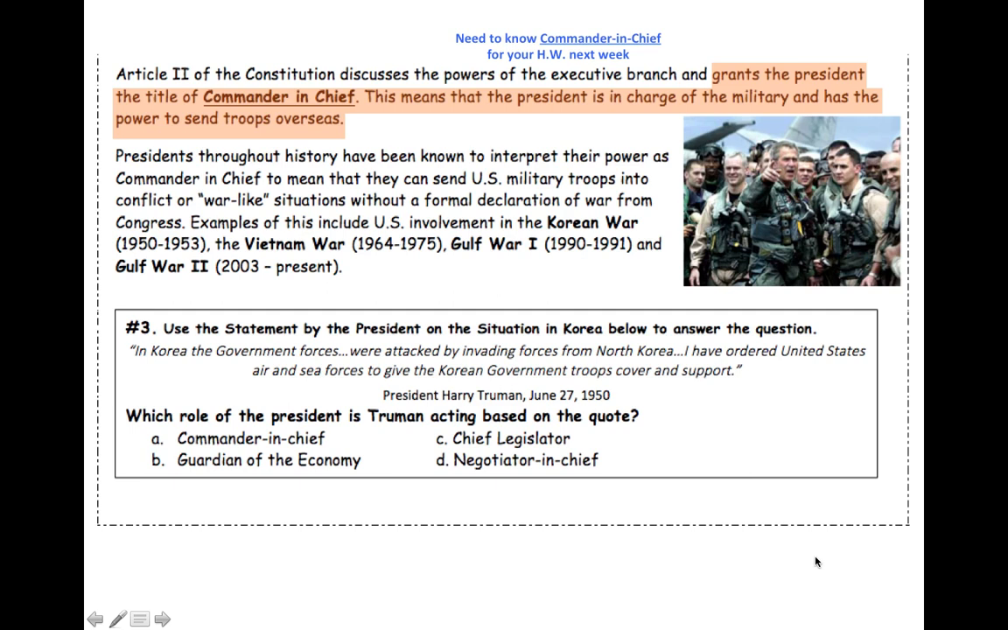If you guys are not already writing in your answers, I would. If you have notebook paper, you should have already written down 1, wrote the answer, 2, wrote the answer, and number 3, you're writing down A, B, C, or D.